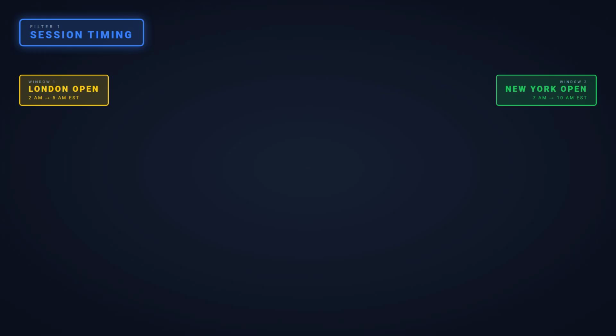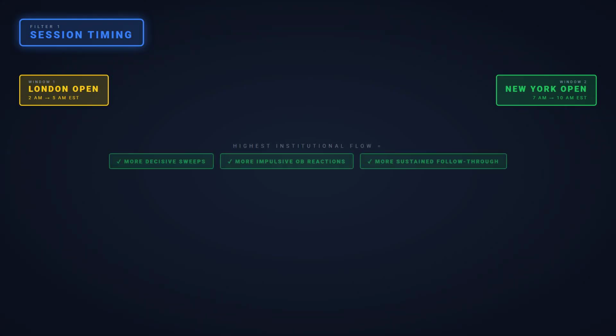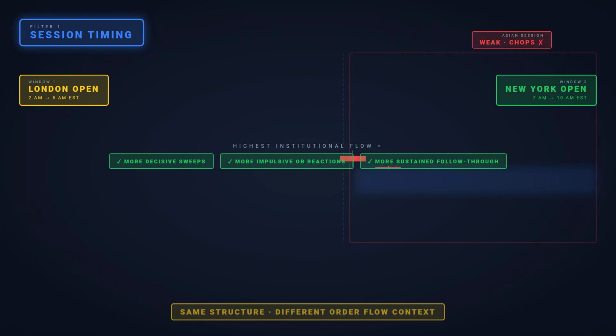Cause and effect. Because institutional order flow concentrates during London and New York Opens, the liquidity sweeps during those windows are more decisive, the OB reactions are more impulsive, and the follow-through after entry is more sustained. The orders are large enough to actually move price through your target. The trap version of this is taking the same setup, fully confirmed, all 6 protocol steps checked during the Asian session or midday consolidation. The sweep still happens. The OB is still valid.